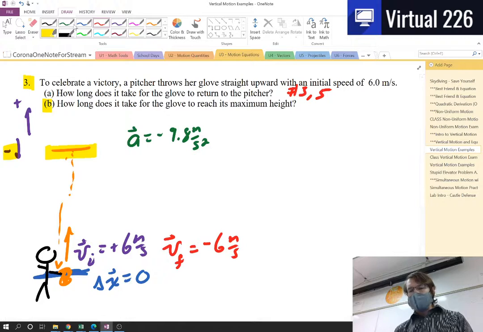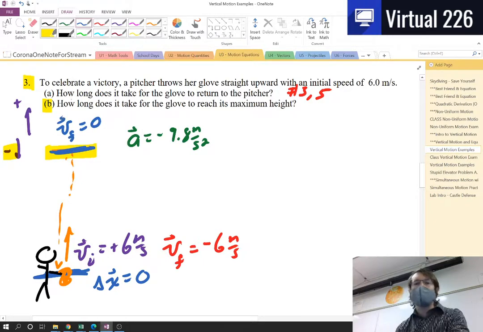If you wanted to, you could also look at part B first. Whenever this glove gets to its maximum height, if we stopped the problem right there, its final velocity would be 0, because velocity is 0 at a maximum height. This would give you an initial velocity, a final velocity, and an acceleration. So this time we have 3 things, and in this case we could just use equation number 3 to solve that out. Let's just do part A first, and then we'll work our way into part B. We'll see why it doesn't really matter in half a second.